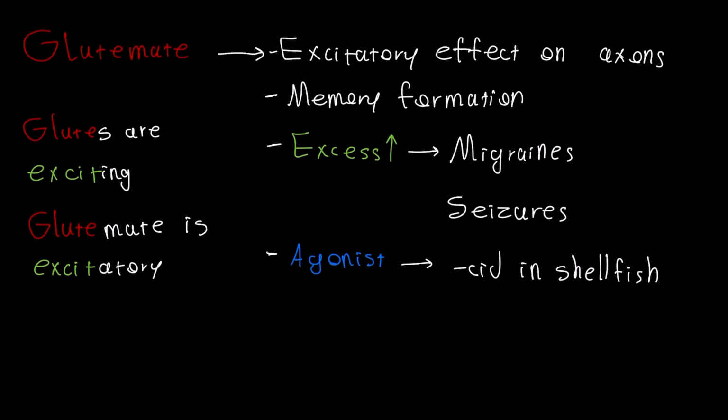And next, let's talk about glutamate. Glutamate has an excitatory effect on axons, and it is also involved in memory formation. An excess of glutamate would lead to migraines and seizures, and an agonist of glutamate is acid in shellfish. I don't know why the A is gone. There. Now, the thing you could use to remember this is that glutes are exciting and glutamate is excitatory.